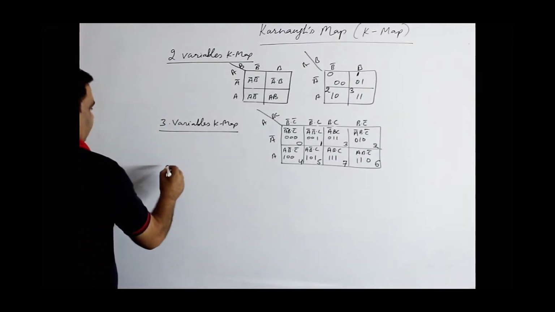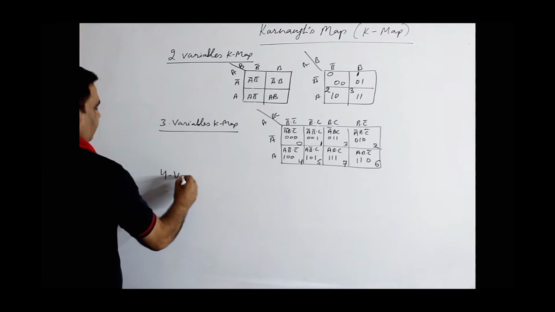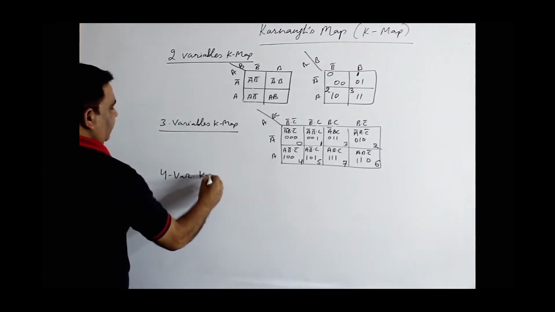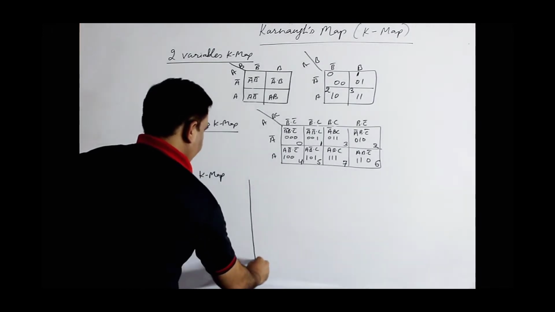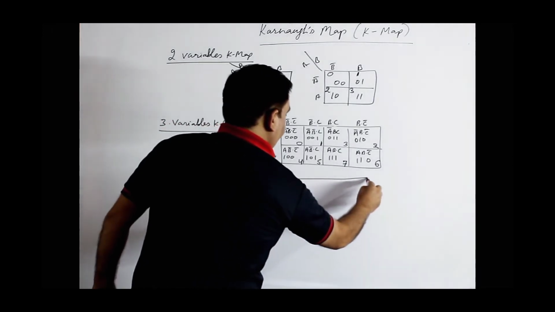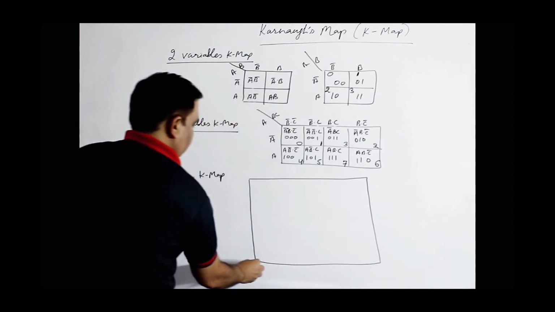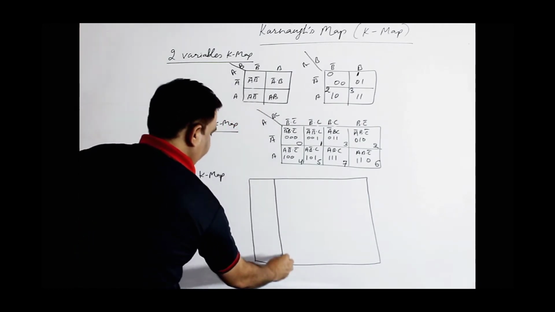Now, the 4 variable K-map. Two raised to power 4, 16 columns should be there.